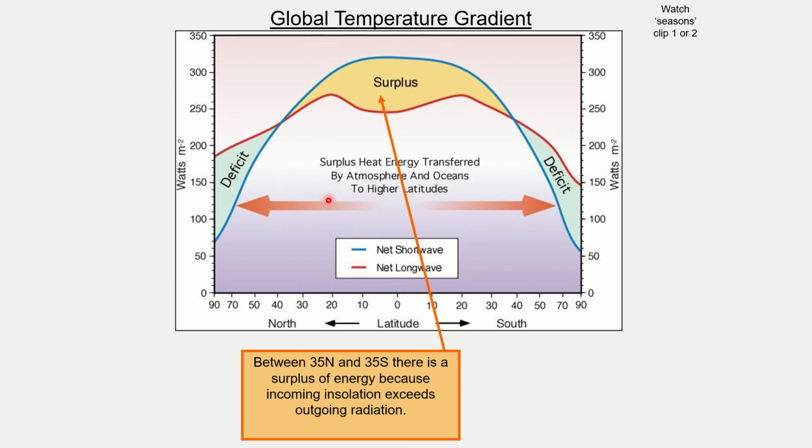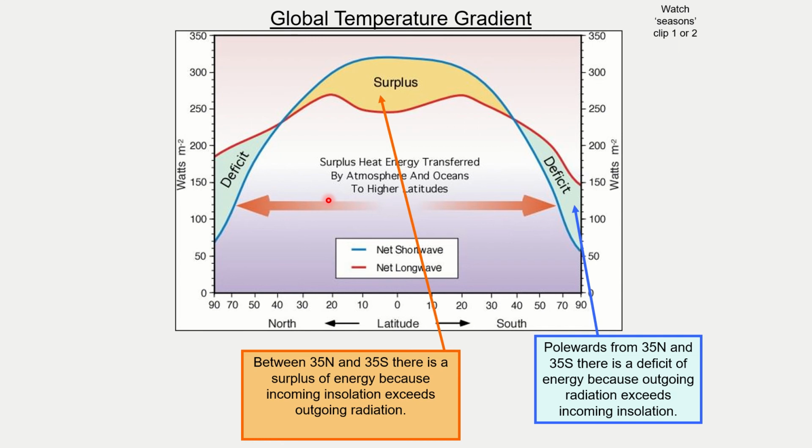So as I've said, in the tropical zone, we have more energy coming in, that means more insolation, more shortwave energy, than outgoing long-wave radiation. And when we go polewards, there's a deficit of energy because outgoing long-wave radiation is greater than the incoming shortwave insolation.